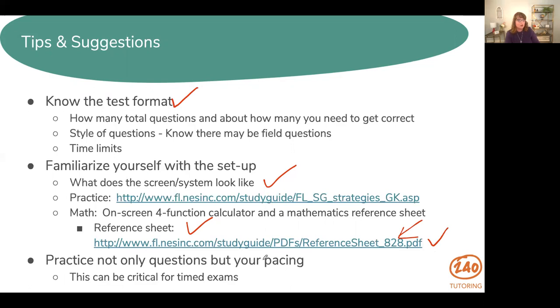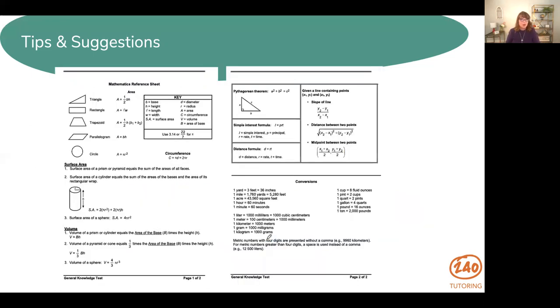And then I'm always going to suggest you work on your pacing, things to increase your speed. Remember, this competency, competency 4, those mean, median, mode questions, oh my goodness, you should be able to move through those quickly to allow you more time on the harder questions that involve algebra or measurement or geometry. All right, here's that reference sheet. Again, you can see it's geometry and measurement heavy.